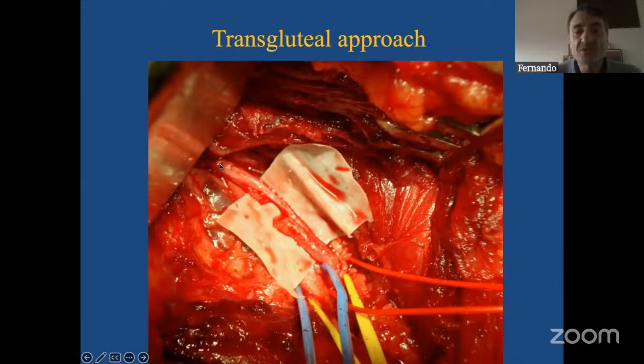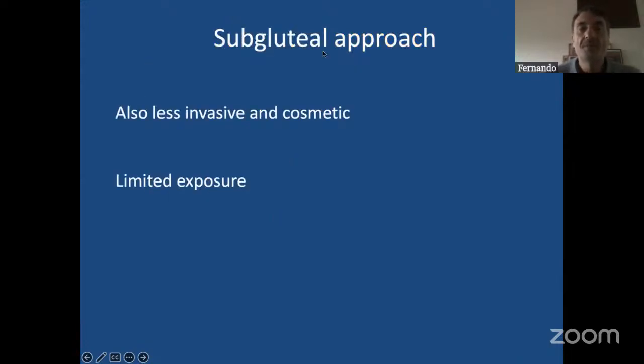By the transgluteal approach, we can expose 10 centimeters of the sciatic nerve, and here the lesion in one part of the sciatic nerve, we repair this with graft using a small incision. Subgluteal approach is also less invasive and cosmetic than the Stuckey approach, but has a problem because it gives us a limited exposure of the nerve. For example, it doesn't give access to the proximal part of the nerve.